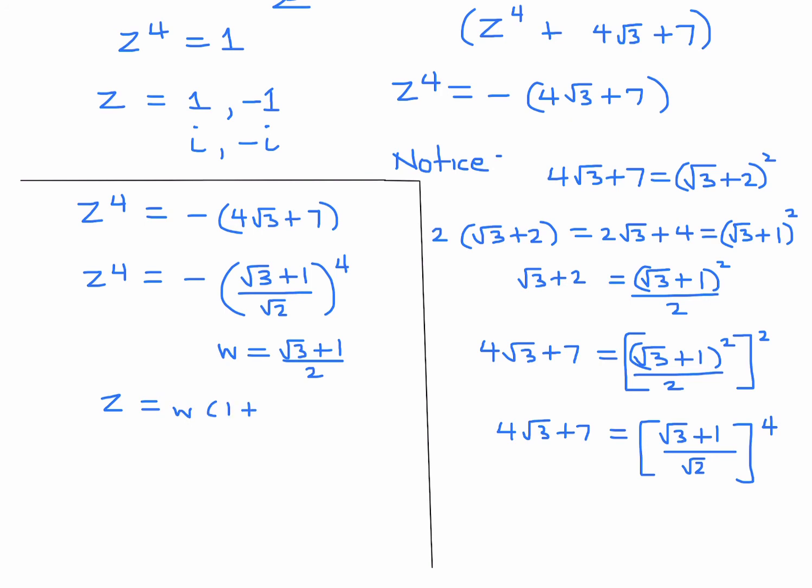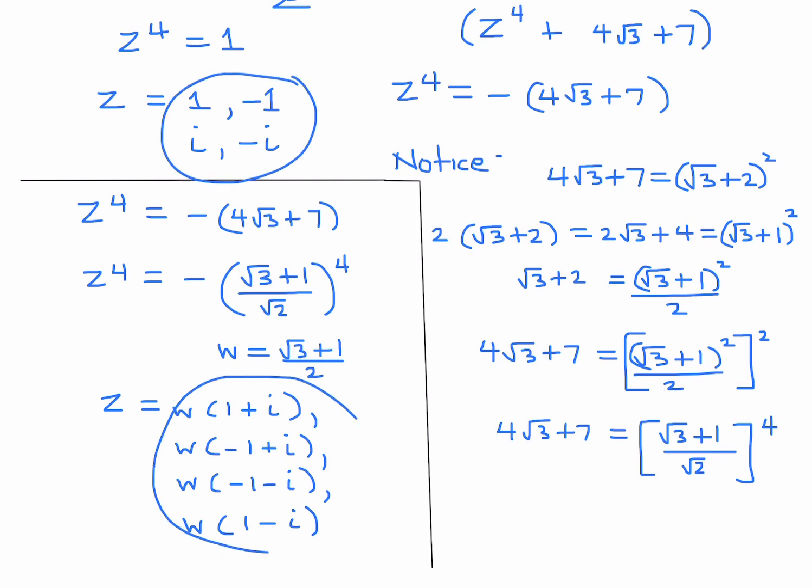And then therefore z will be w times 1 plus i, or w times negative 1 plus i. And then the third root will be w times minus 1 minus i. And our last one, of course, will be negative i plus 1. And there we go. We just got our 8 roots, 4 here and 4 here.